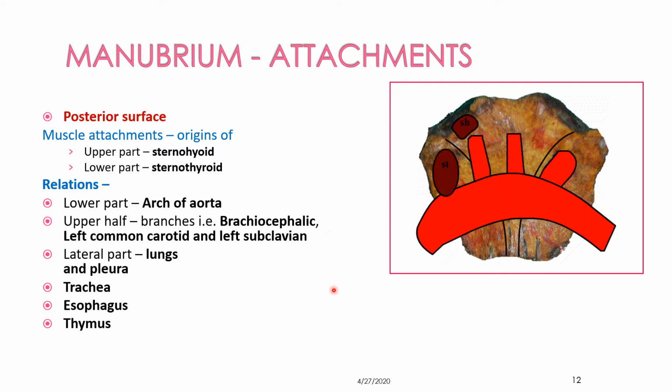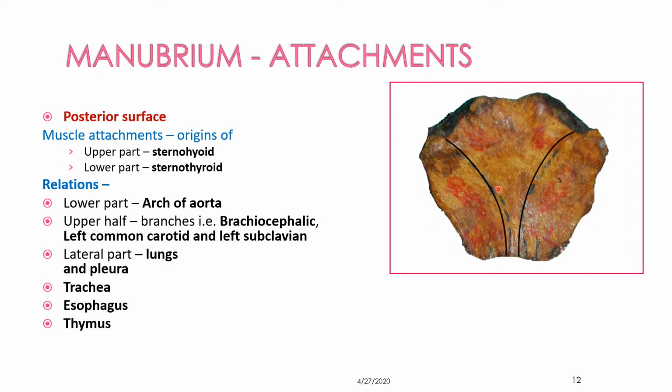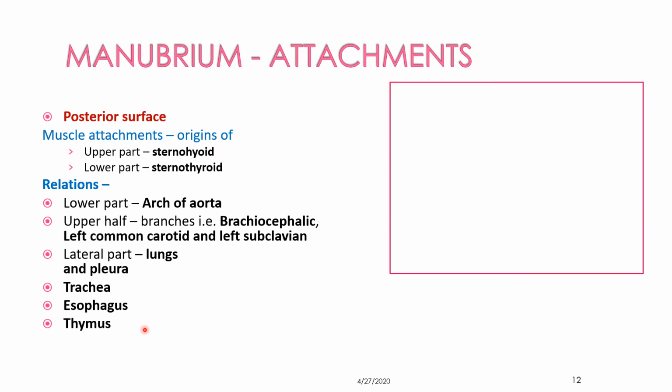In addition, it is related to the arch of aorta in its lower part and the branches arising from the arch of aorta in the upper part. So what are these branches from right to left? They are the brachiocephalic, left common carotid and left subclavian arteries. In addition, it is also related to the pleura and lungs in its lateral part. The other structures related to the manubrium on its posterior surface are the trachea, esophagus and thymus. Trachea you have seen in the previous slide.